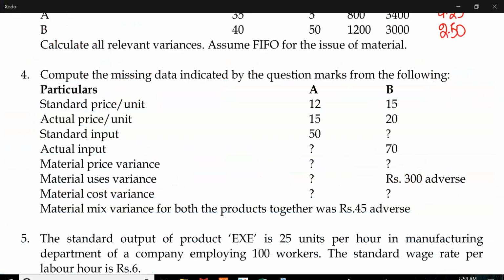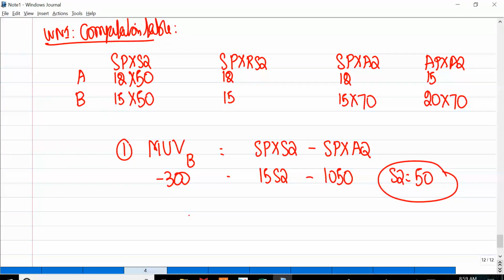Okay. The other variance which I have is material mix variance for both products together. They have said both products together, which is on the overall. What is the formula for material mix variance? SP into RSQ minus SP into AQ. Now, I don't have RSQ for both the products. I also don't have AQ for one of the products. Three things are missing.